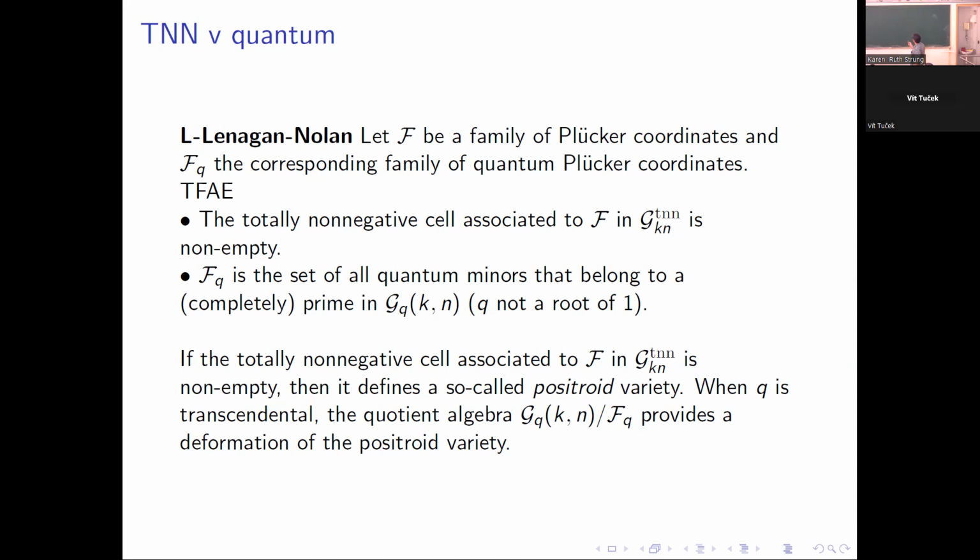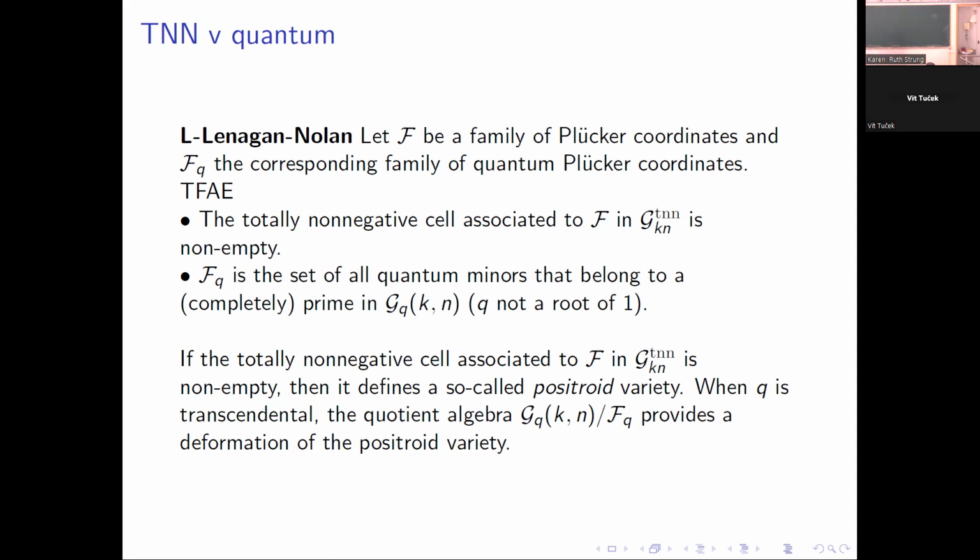Right. And when Q is transcendental, these families FQ generate a completely prime ideal. And this quotient will actually provide a deformation of this positroid variety. So that's a corollary of this result, an easy corollary actually. So this is quite an interesting object to consider, because there are plenty of things that maybe you don't see in the commutative setting here that you can try to compute.